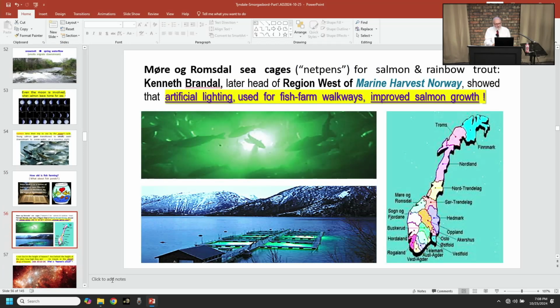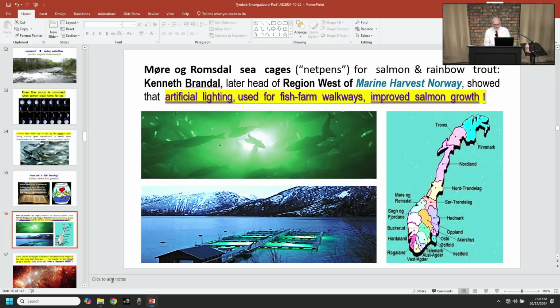But anyway, fish have been around a long time. Fish are designed to recognize what's going on in terms of light versus darkness around them. And here's an illustration of that from the world of aquaculture, in particular fish farming of salmon off the coast of Norway. So there was a fellow named Kenneth Brandel who was working for the company that then was called Marine Harvest Norway, which is a big global leader in salmon farming.